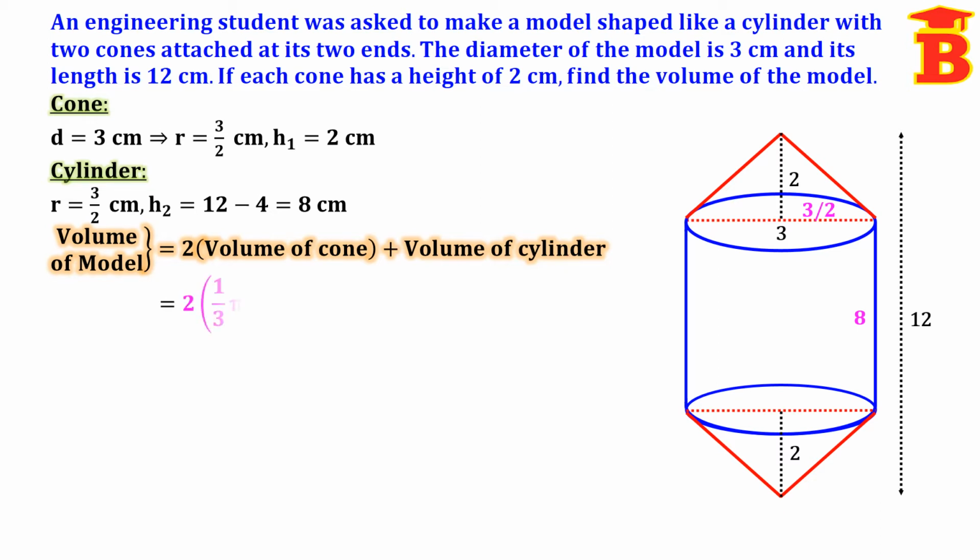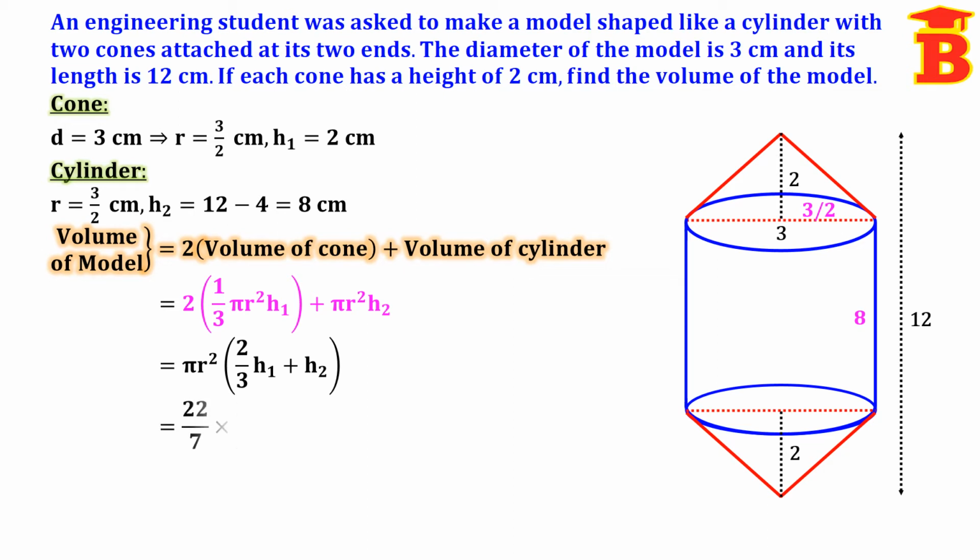Now write the formula. 2 into volume of cone is 1 by 3 pi r squared h1 plus volume of cylinder is pi r squared h2. Here cone height we take it as h1 and cylinder height we take it as h2. Now pi r squared is common. So taking pi r squared common outside, we get the remaining terms 2 by 3 h1 plus h2.